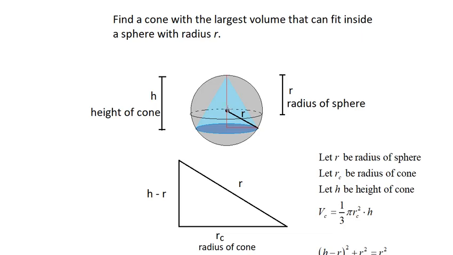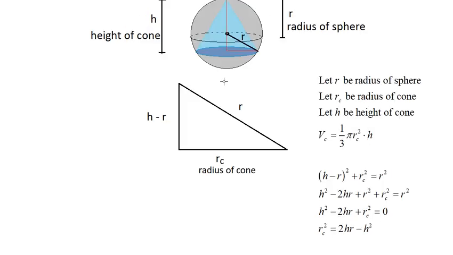So once again, the radius of the sphere is r, and so the distance from here to here will be r, and then the distance from here to here will also be r. And then let h be the height of the cone, and let r sub c be the radius of the cone. So the distance from here to here will be r sub c, and the distance from here to here will be h. And r, once again, is the radius of the sphere.